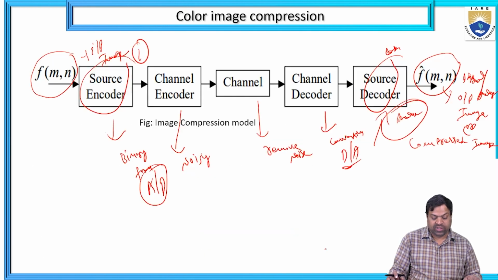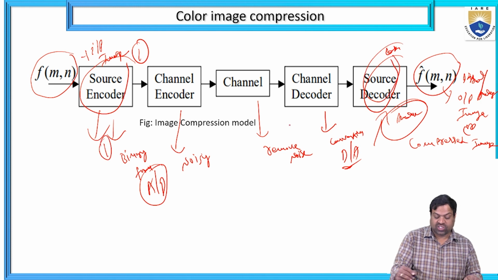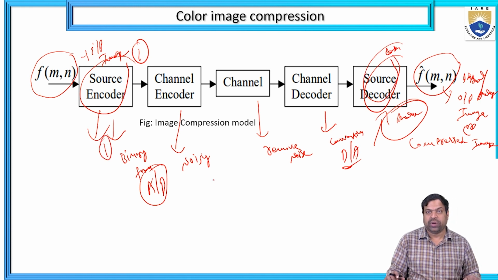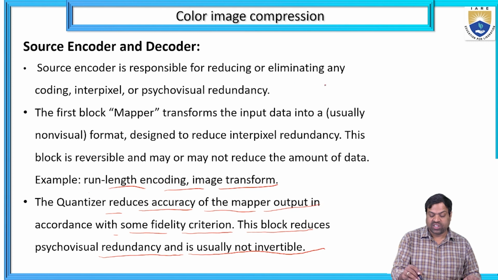So already we discussed this here. The source encoder is the first stage. Here it is the last stage. A to D and D to A conversion. These play the major role in the image compression model. So the source encoder is responsible for reducing or eliminating any coding, interpixel, or psychovisual redundancy. So we have to remove coding, or bit size.